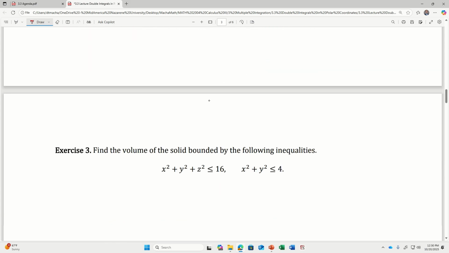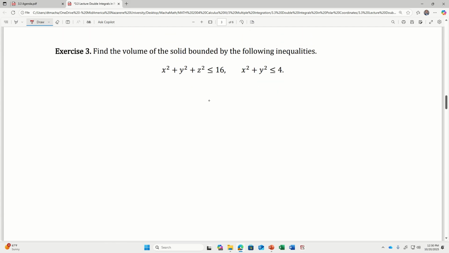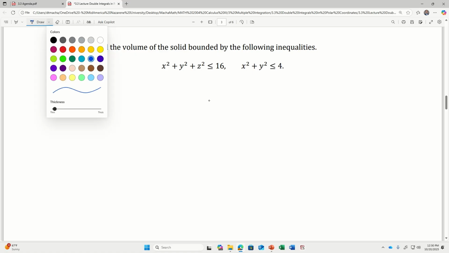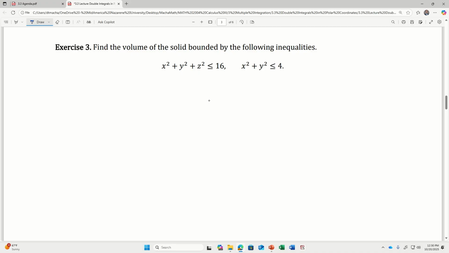Okay, so that's the full explanation for what we're doing here. The rest of these are just practice exercises. My notes aren't very long today. You can see I only have 6 pages of notes, but exercise 3 says, find the volume of the solid bounded by the following inequalities.